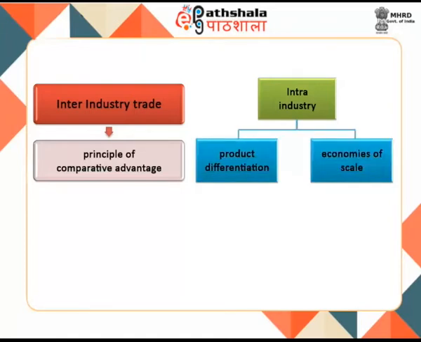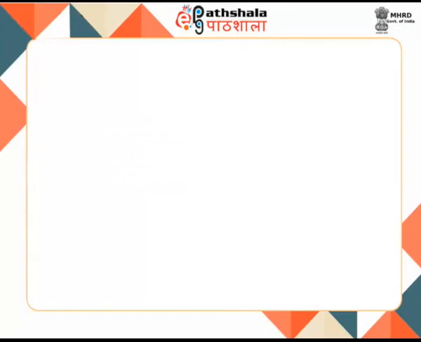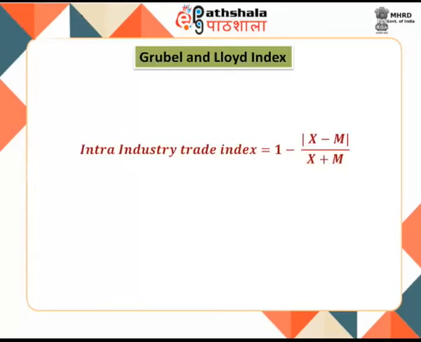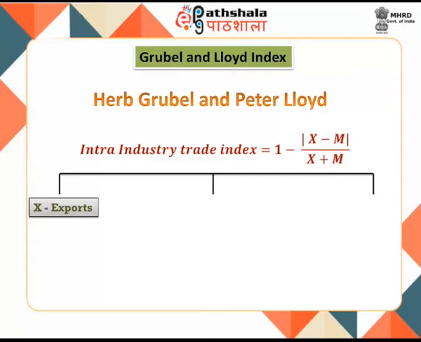The most often used method for determining the extent of intra-industry trade is the Grubel and Lloyd index. It was introduced by Herb Grubel and Peter Lloyd in 1971. Here, X represents the value of exports and M represents the value of imports for a particular industry or product group.